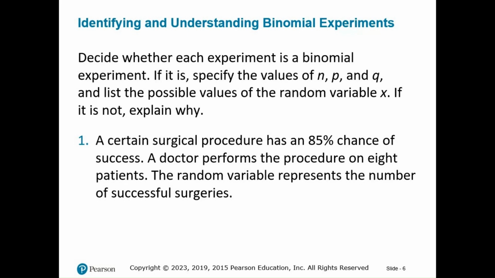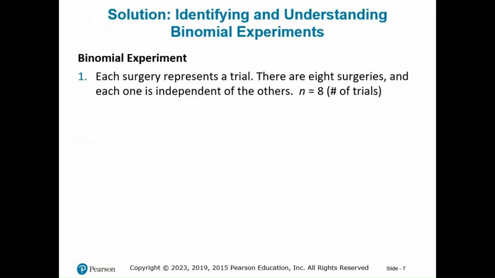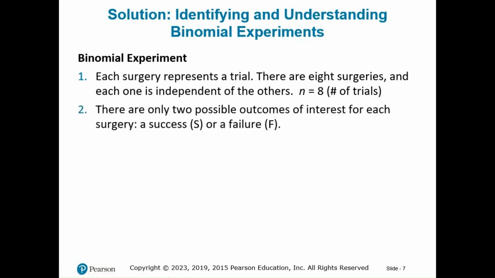Okay, so first, do we have a set number of trials? Yes, we have 8 trials because the doctor has performed 8 surgeries. And the trials are independent because one surgery doesn't depend on the outcome of another. Okay, what about the next condition? Do we have just 2 possible outcomes, success or failure? Yes, they told us that they have an 85% chance of success. That actually tells us it's a binomial probability and also gives us the value for p, or 0.85.